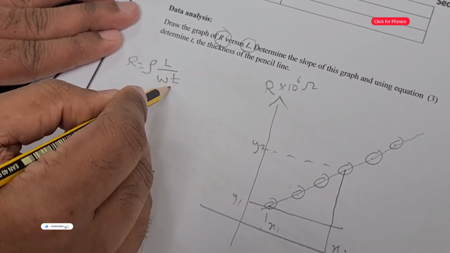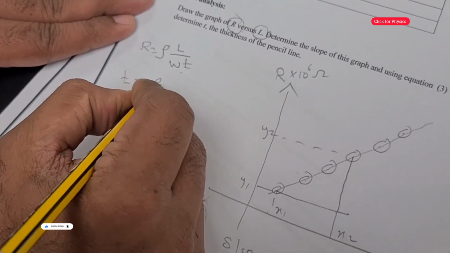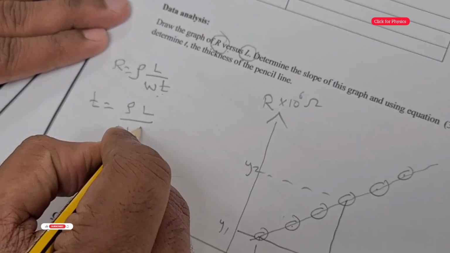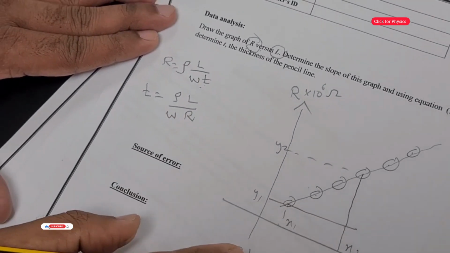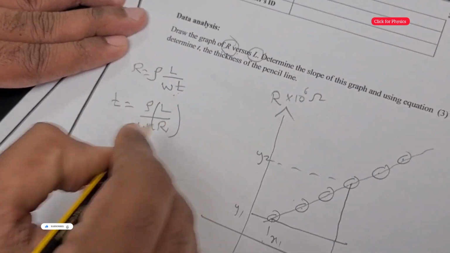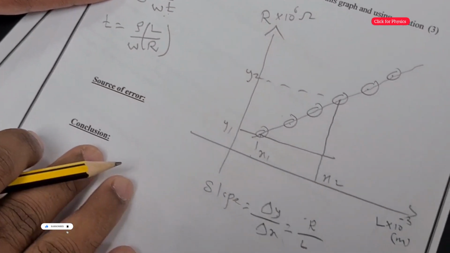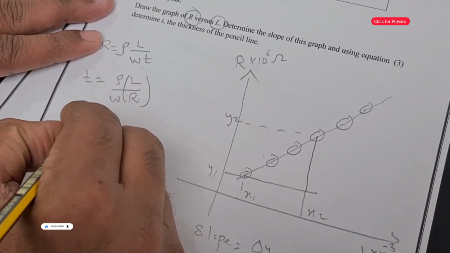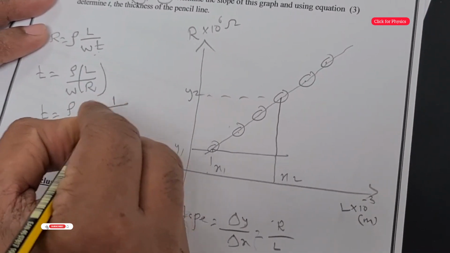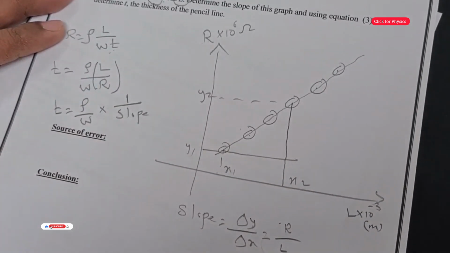R is equal to rho multiplied by L over width multiplied by thickness. We are going to find the thickness, so rearrange this equation in terms of thickness. So T is equal to rho L over W R. Here our slope is R over L, but what we have here is L over R. So now how can you write? T is equal to rho over W multiplied by 1 over slope.